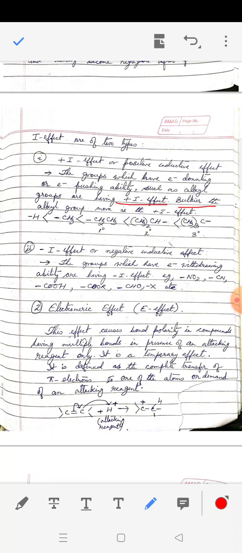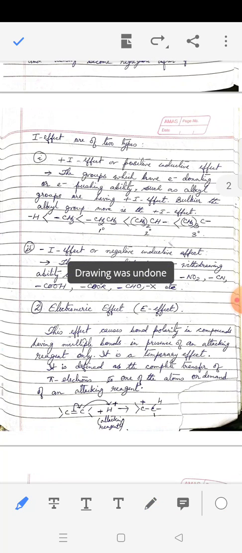So among all the groups attached to carbon, hydrogen has minimum inductive effect because it is the smallest. Then comes methyl, then primary alkyl, then secondary alkyl, and lastly tertiary alkyl group, which has the maximum positive inductive effect.